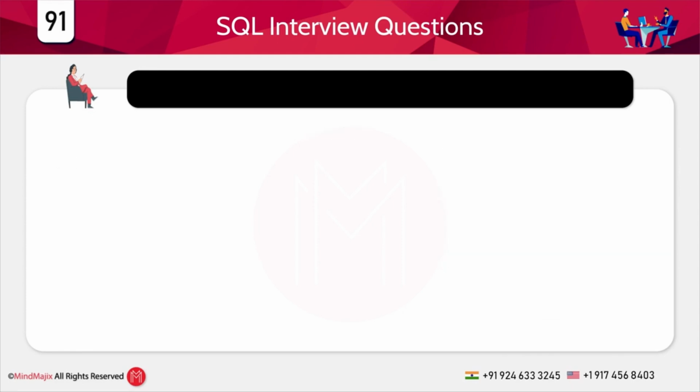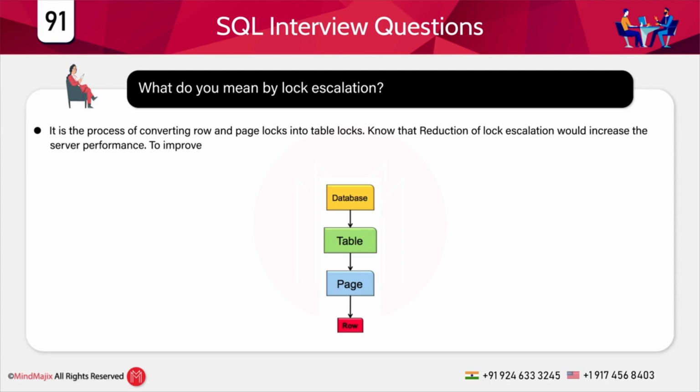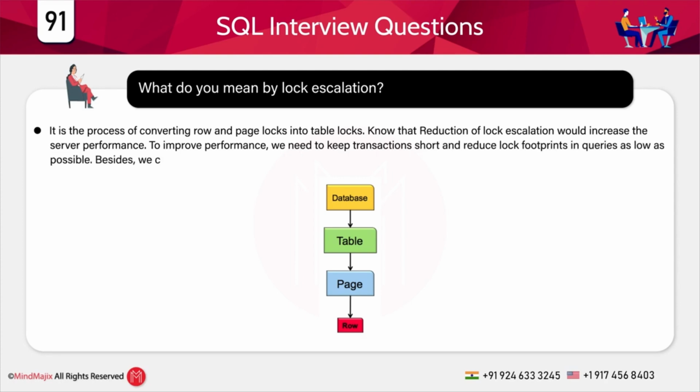The next question over here is, what do you mean by log escalation? Log escalation is a process of converting row and page logs into table logs. Here you must understand that reduction of log escalation would increase the server performance. To improve the performance, we need to keep the transaction short and reduce the log footprints in queries to as low as possible. Besides that, we can disable log escalation at the table and instance levels, but it is not recommended to do so.